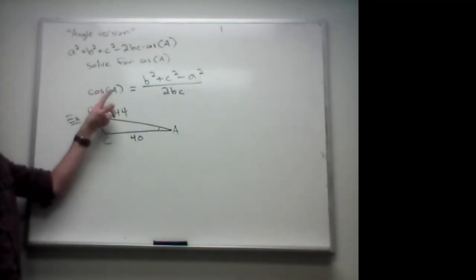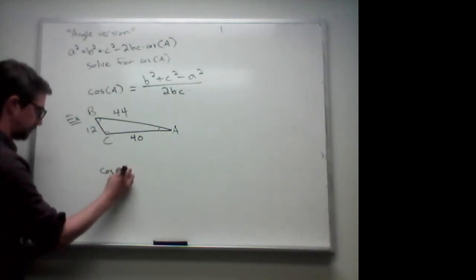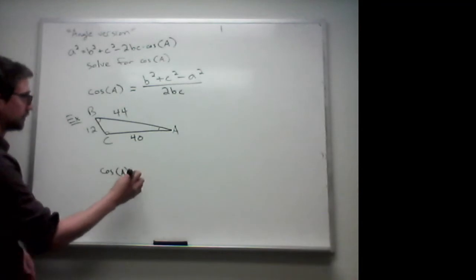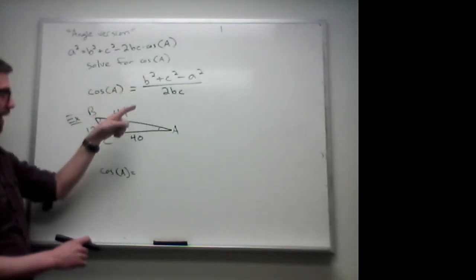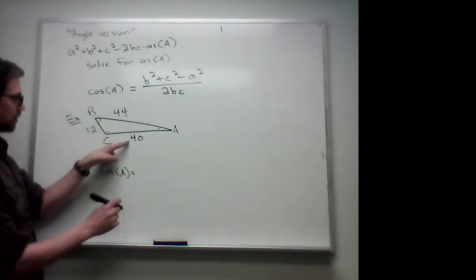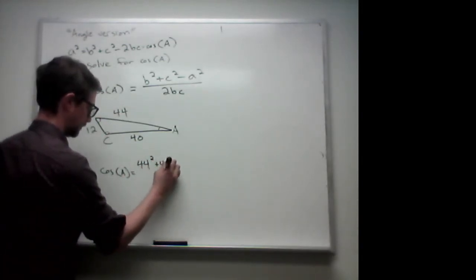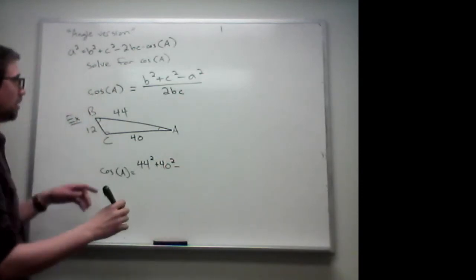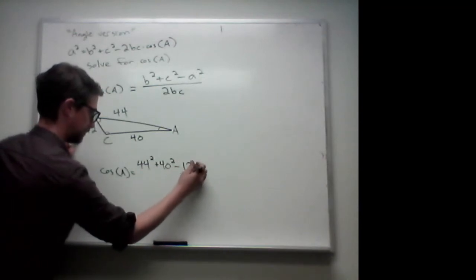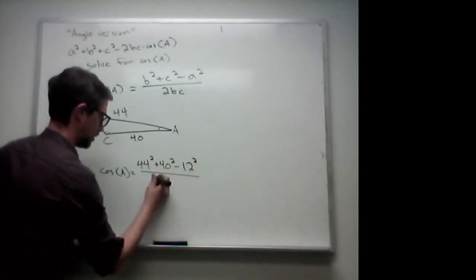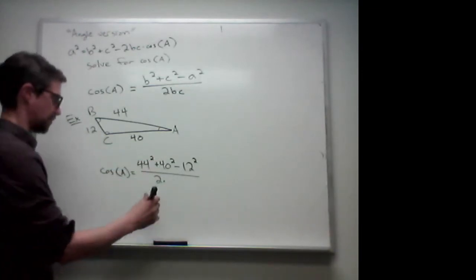So the cosine of angle A equals, so it's the squares of the other two sides. So it's 44 squared plus 40 squared minus the square of the corresponding side over 2 times the other two sides. So 2 times 44 times 40.